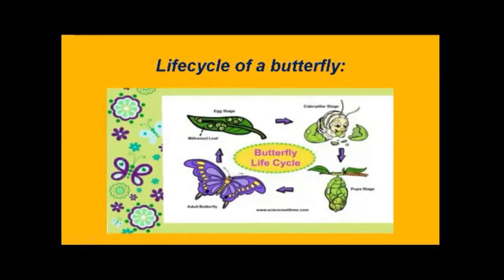An adult butterfly is also able to lay eggs. So this is an adult butterfly, meaning a mama butterfly. It can also lay eggs. So this is the life cycle that goes on and on in this way. Got it? Are you clear?